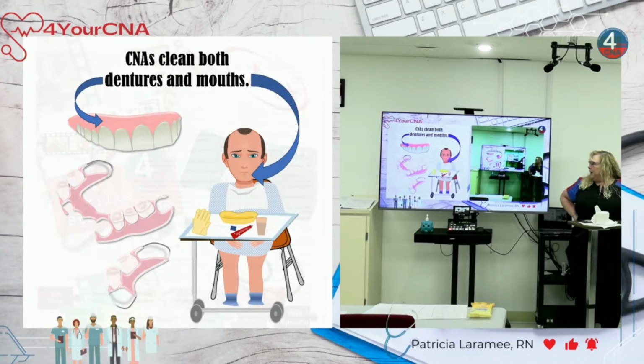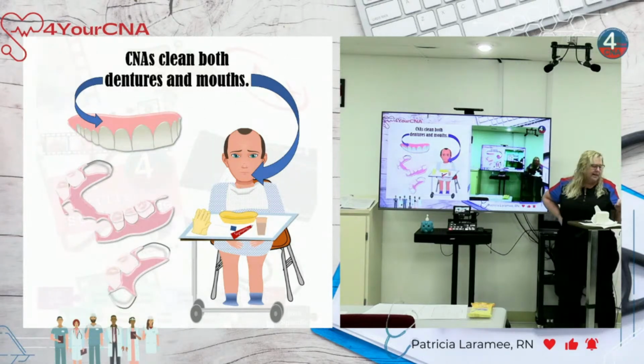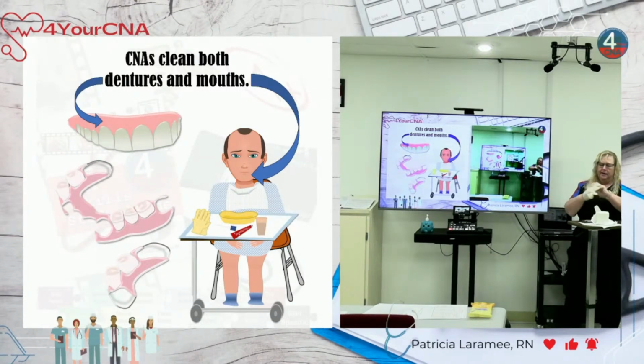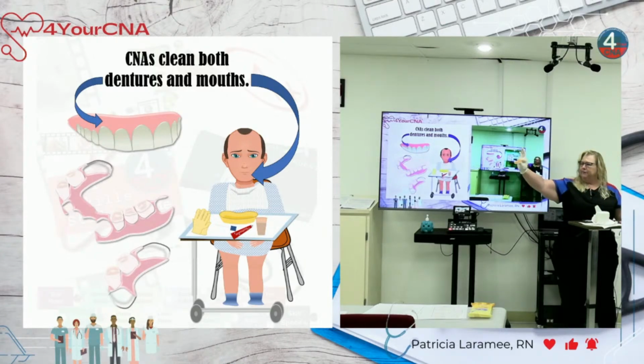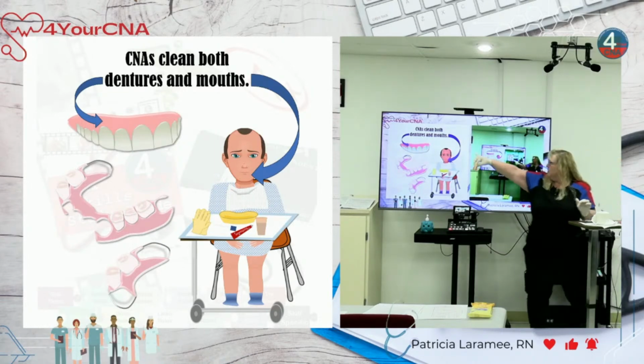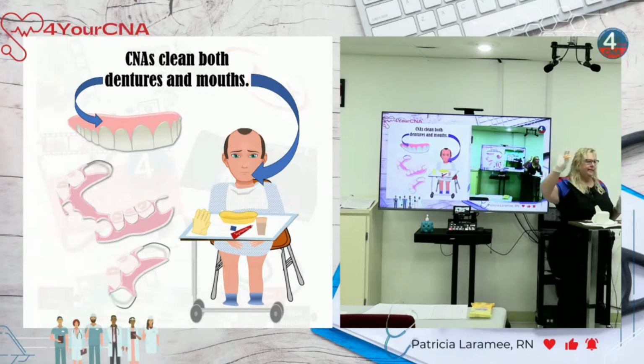All right, so we are going to clean both dentures and the mouth. But when it comes to dentures, they're not all equal. They don't all look the same. Now, when we think of dentures, most of us think of this. This is a full plate. This is an upper plate. That is a full plate of dentures. This is what we think of when we think of dentures, right? Kind of looks like that thing at the top. It's a full plate of dentures.